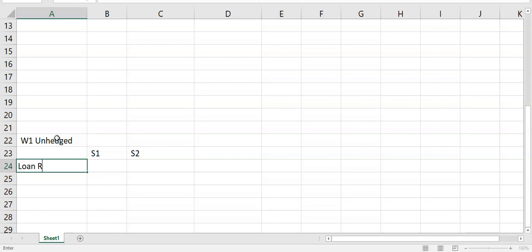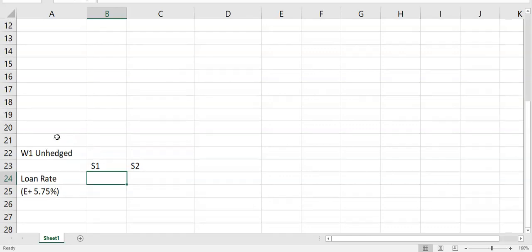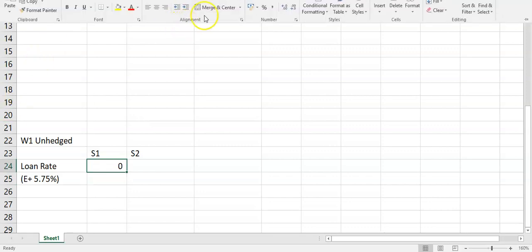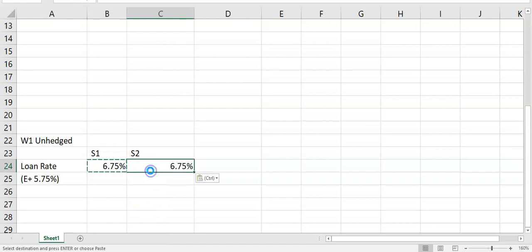So the loan rate we know is Euribor plus 5.75%. So that means the loan rate here, if Euribor goes to 1%, is 6.75%. Let's just tidy up that just to make sure we can see it. And if Euribor goes to 3%, it will be 8.75. So in this case, you haven't hedged them.